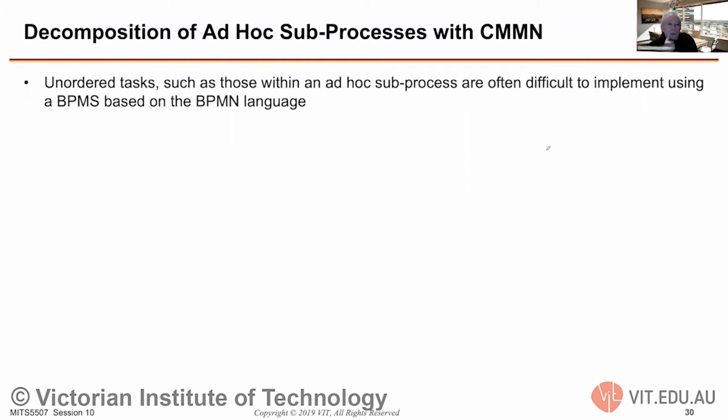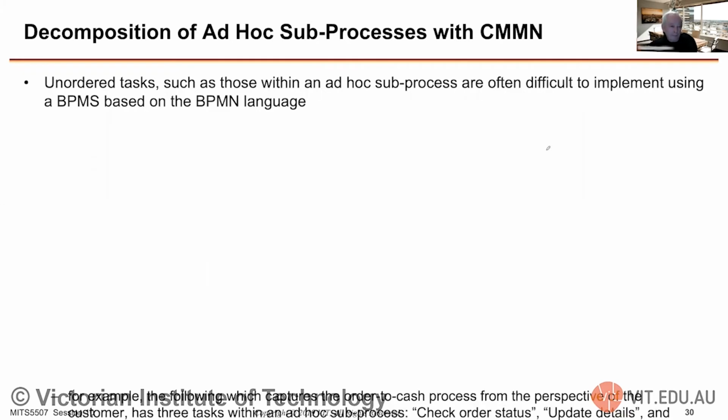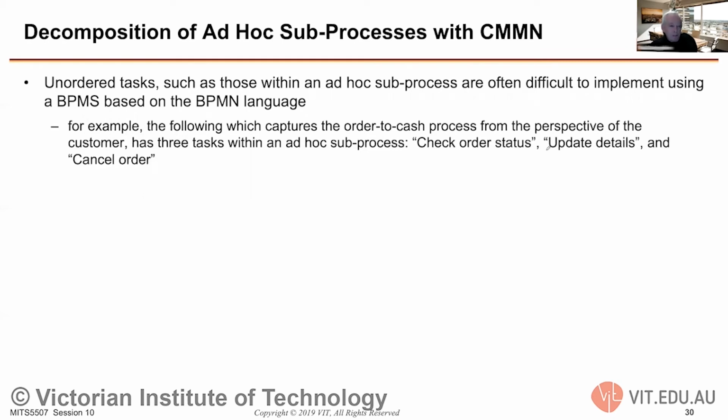When we've got unordered tasks, such as those you might find in an ad hoc sub-process, it becomes difficult to implement using a BPMS on the BPMN language. And here's an example. Think of the order to cash process we've talked about in the past. So you've got the following, which captures an order to cash process from the perspective of the customer. It's got three tasks. It's got check order status, update details, and cancel order.